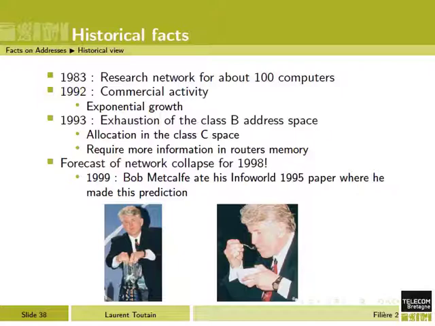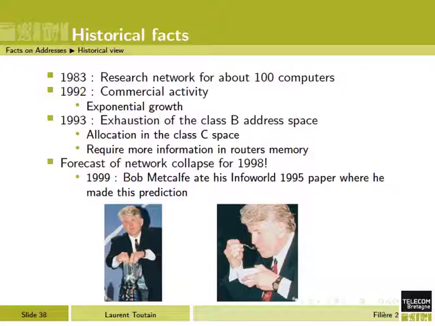A class B allows you to have 65,000 computer equipment in your network. You will use only 2,000, so you are going to waste 63,000 addresses on the network. But it was easy to manage. And that's what people wanted at the beginning. And so a lot of people got class B addresses.